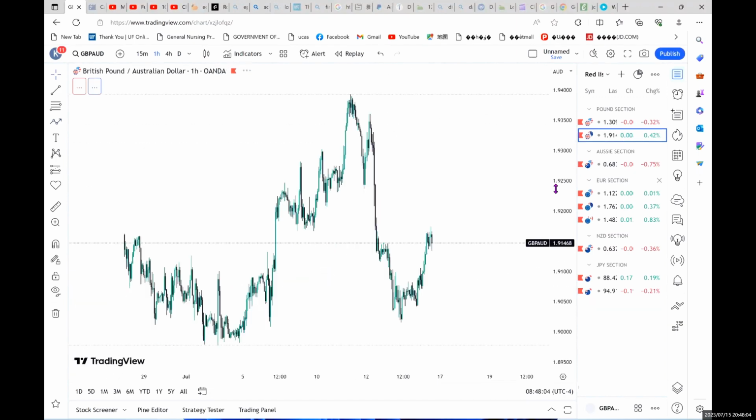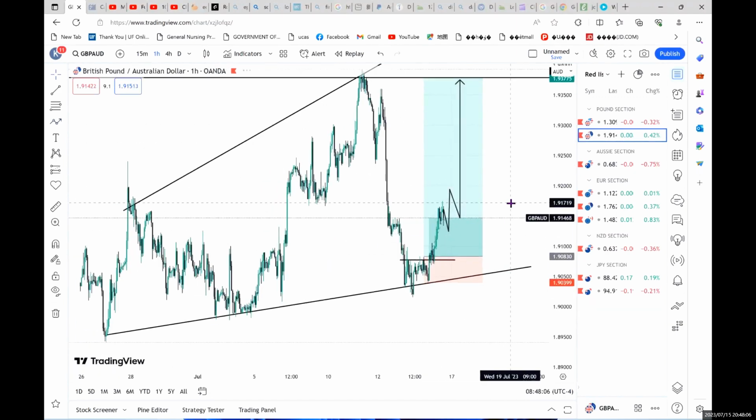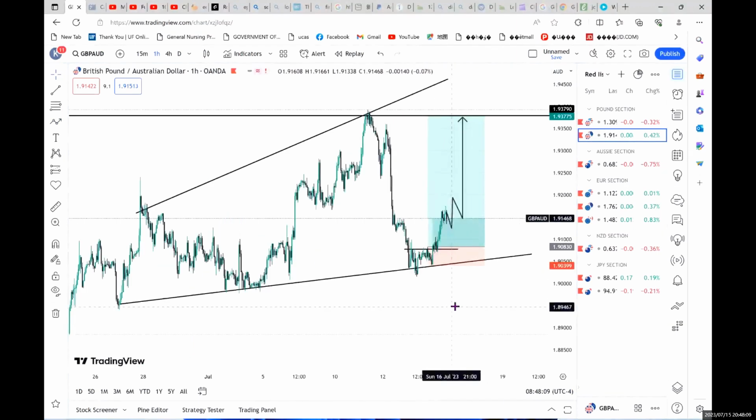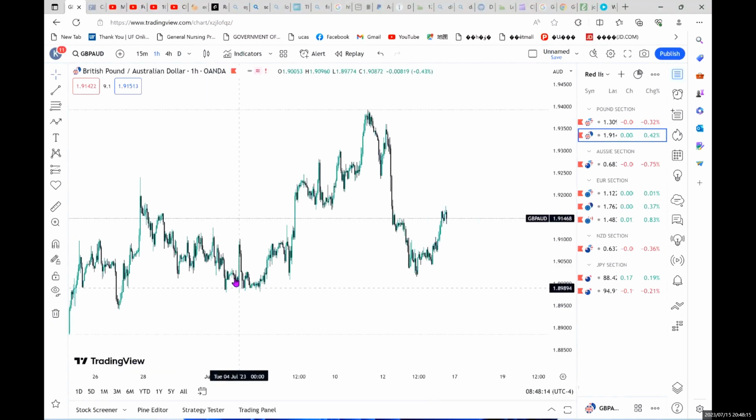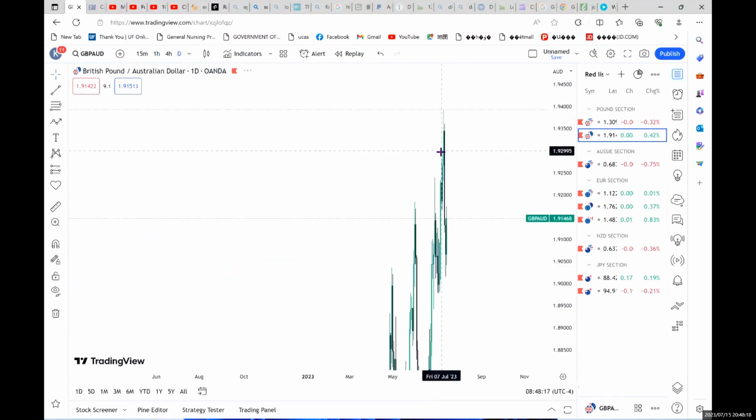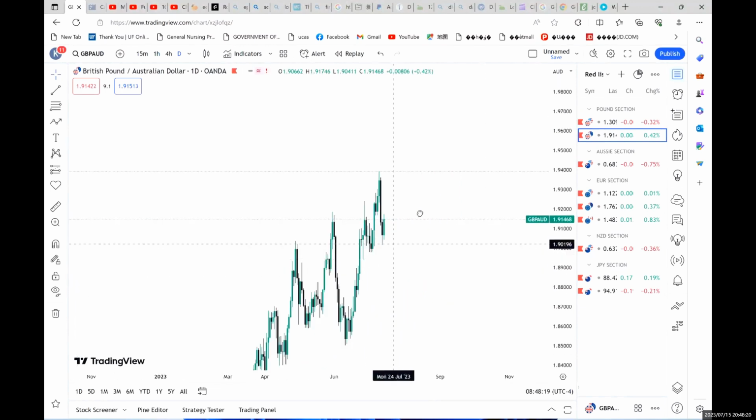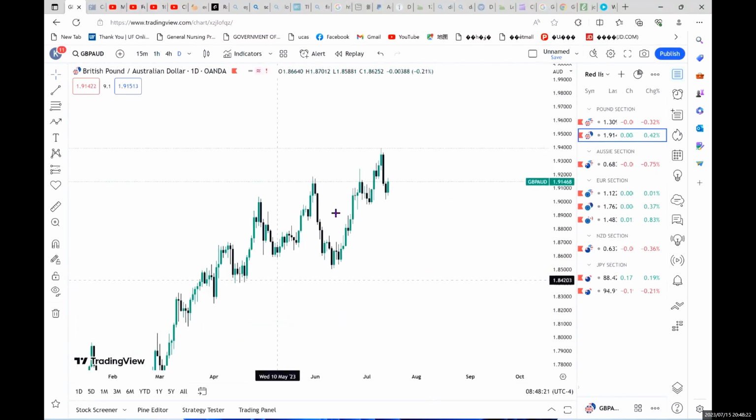Okay, so let's go to another pair. This is GBP AUD. This pair is already marked out. I'm actually in this trade right here, as you can see, but I'll clear it out so we can go over it again. So on the daily time frame, we check the overall structure, and you can see it's bullish here as well.